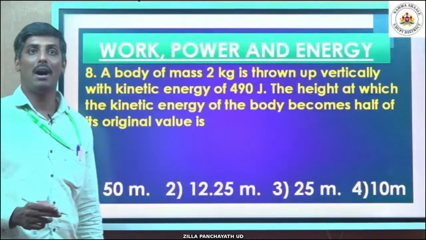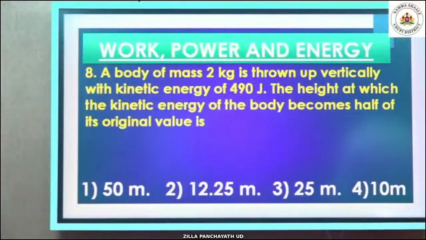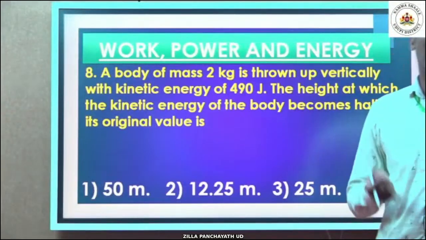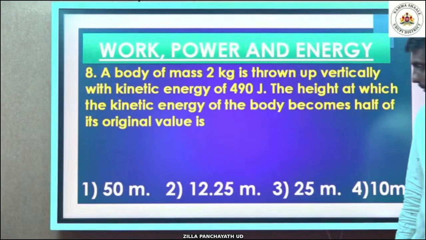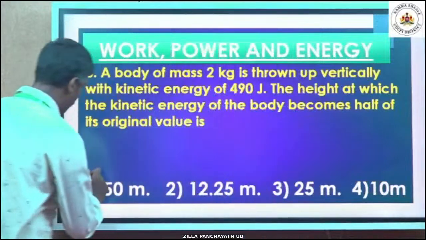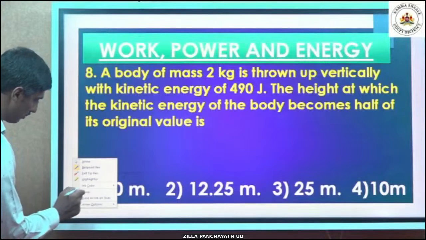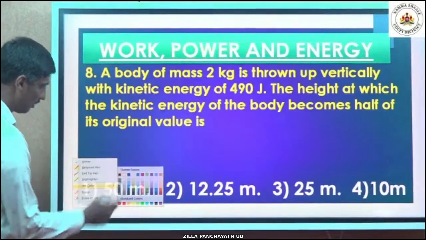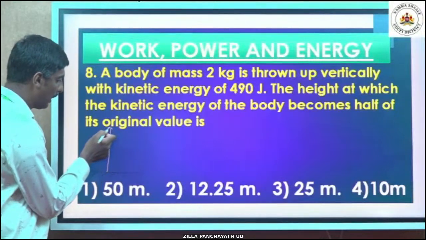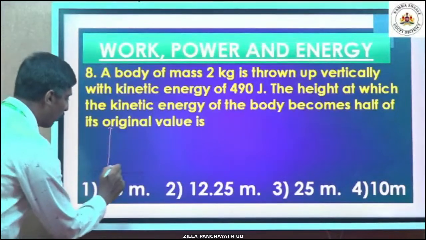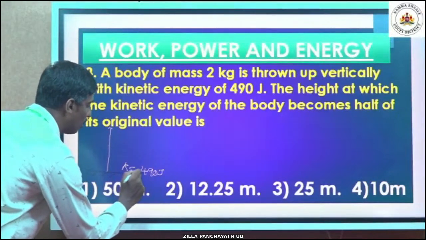A body of mass 2 kg is thrown vertically with kinetic energy of 490 joules. The height at which the kinetic energy of the body becomes half of the original value. ನೋಡಿ ಮಕ್ಕಳೇ, ಅರ್ಥ ಮಾಡ್ಕೊಳ್ಳಿ ಪ್ರಾಬ್ಲಮ್ ಅನ್ನ. Okay, body of mass 2 kg thrown vertically up, ಮೇಲ್ ಬಿಸಾಡಿದಾನೆ ಅಂತ ಹೇಳಿದಾನೆ. Okay, vertically up with the kinetic energy 490 joules. ನೋಡಿ ಇಲ್ಲಿ kinetic energy ಎಷ್ಟಿದೆ ಅಂತ ಹೇಳಿದ್ರೆ 490 joules. Kinetic energy is equal to 490 joules.